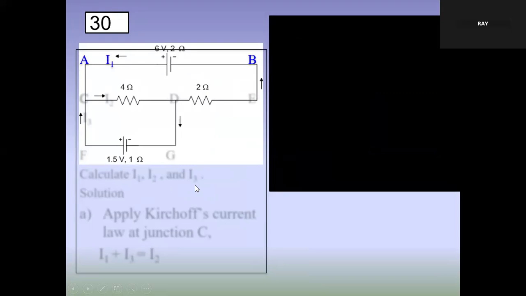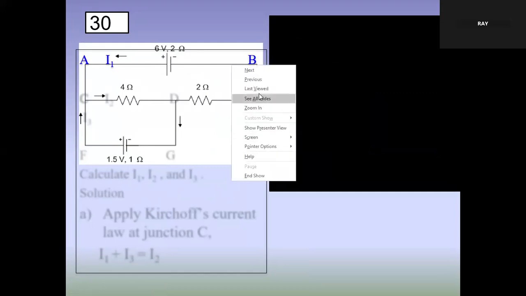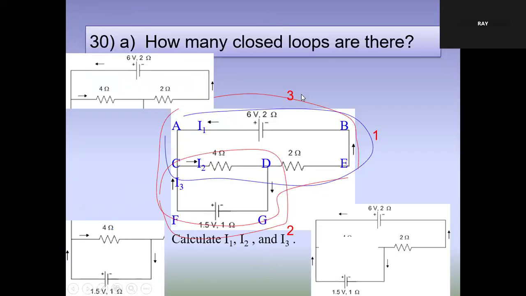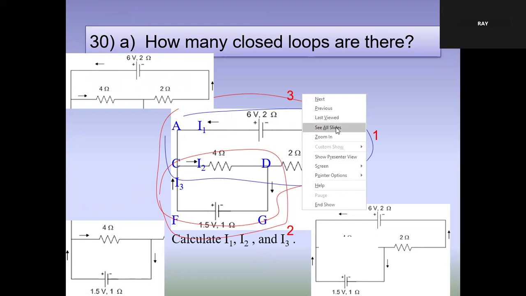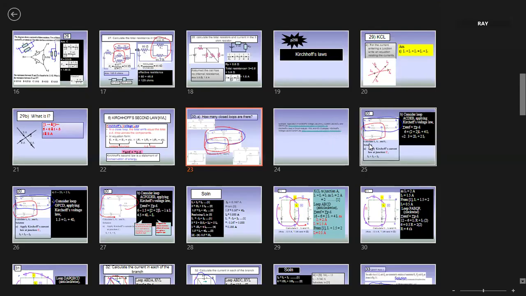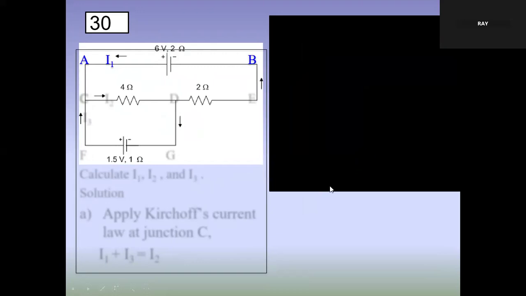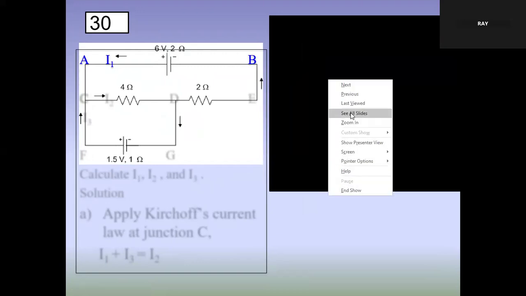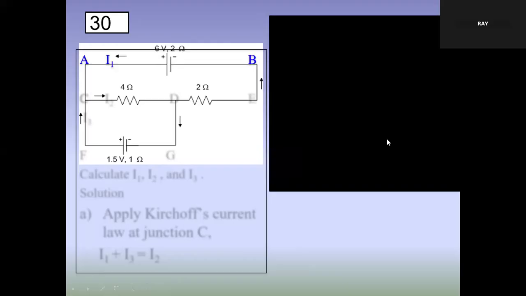Okay. Calculate this one. Calculate I1, I2, I3. Apply Kirchhoff's current law to junction C, right? I1 is going into the junction, I3 is going into the junction, equals to I2.